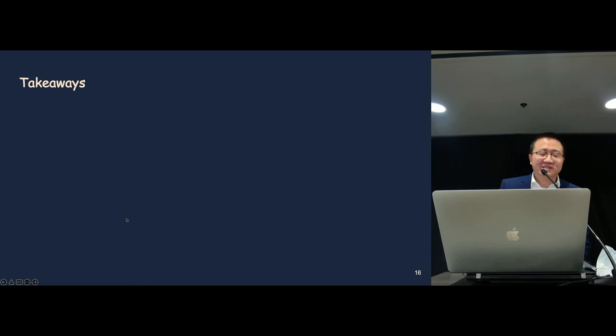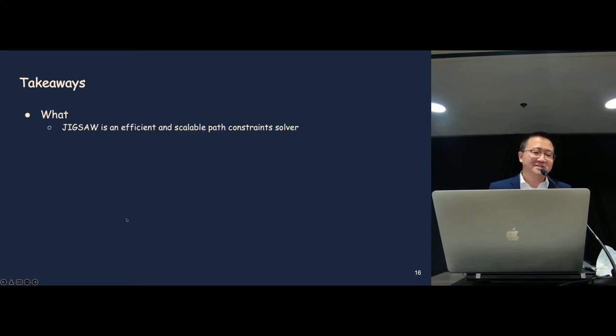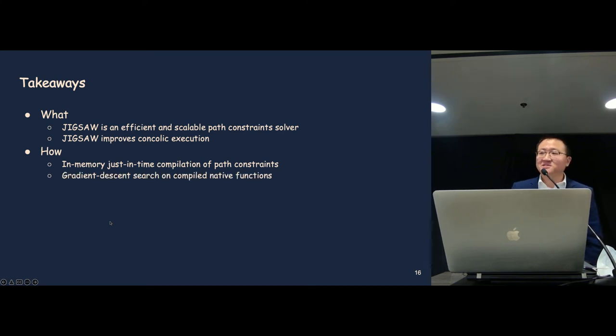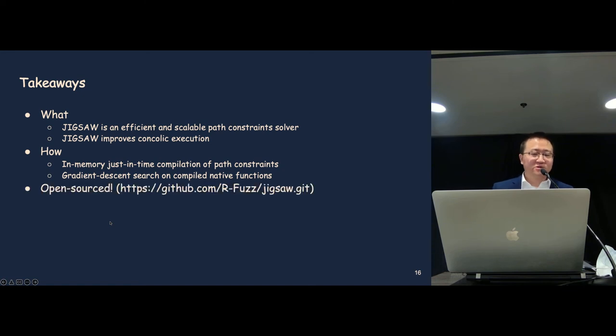So finally, the takeaways. First of all, what is Jigsaw? Jigsaw is basically an efficient and scalable path constraint solver. It improves concolic execution. The way Jigsaw does this is using in-memory, just-in-time compilation of the path constraints and doing gradient descent searching on compiled native functions. And our tool is open source, and you're most welcome to try the tool and reach out to us if you have any questions.